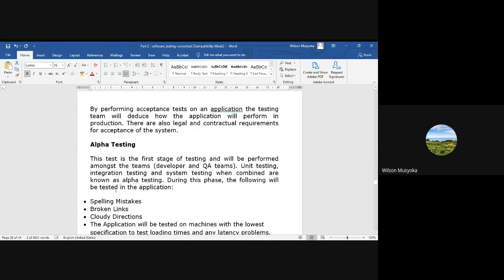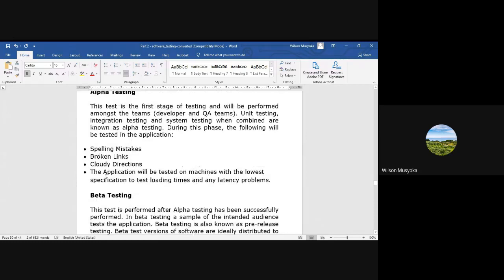And here it is being done to check for any spelling mistakes, any broken links, unclear directions, or the application is being tested on machines with the lowest specifications to test the loading times and any latency problems.